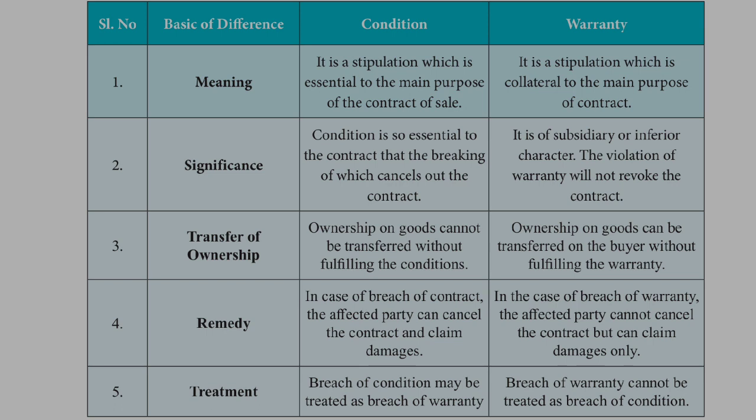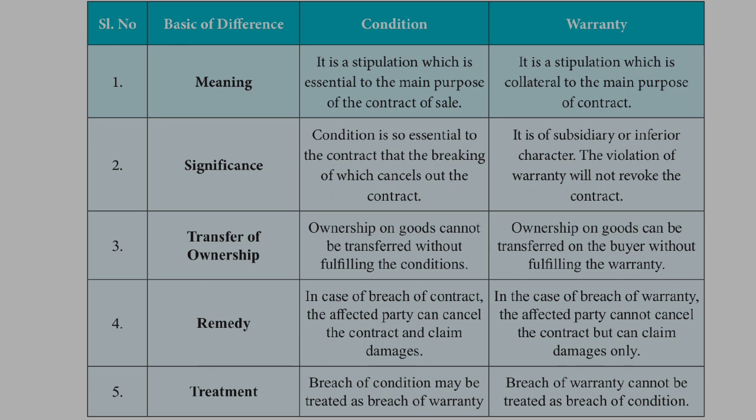So like that only, warranty also is a secondary object for you. It is not a primary main part of the contract. Next is significance. Significance is the importance of condition and warranty. So condition, if you see, is very, very important. If you break a condition, the contract will get cancelled. But a warranty is only a subsidiary character, secondary again. So it will not cancel the contract, but you can claim only the charges. So the importance is given to condition more than warranty.